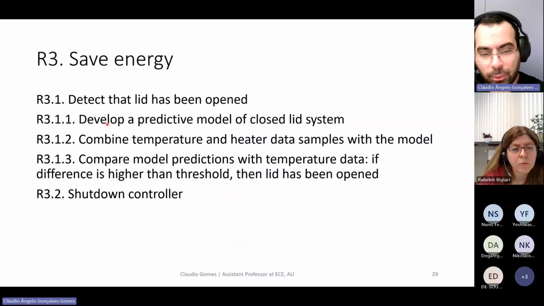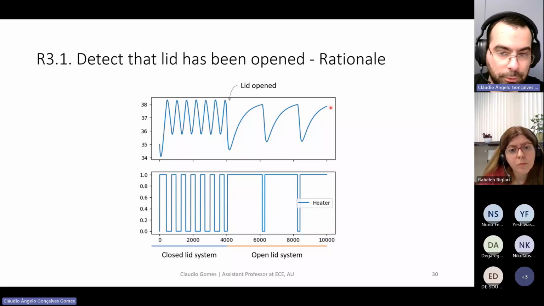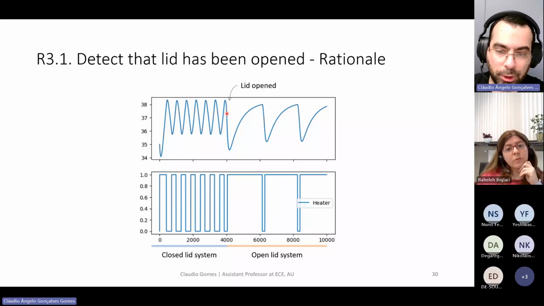Why can we use a predictive model here? Because we see from the data that clearly there's a big difference between the system operating with a closed lid and the system operating with an open lid. So we see a big difference in how the temperature evolves over time. So if we build a good model of how the temperature should evolve over time with a closed lid, we should have our work cut out for us when we open the lid of the system.